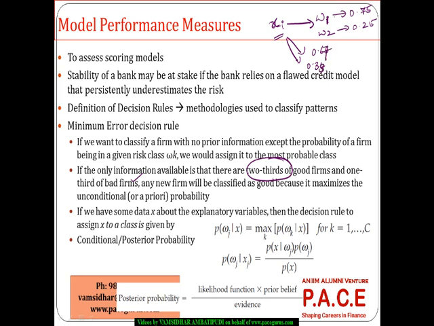Then there is a good chance that I will classify this xi into good itself, because there is no other information available with me and I want to minimize my error. So I'll definitely classify it into good. That is what we call a minimum error decision rule.